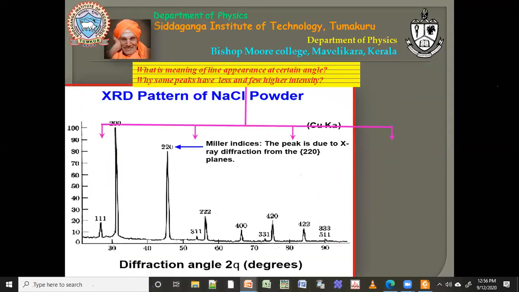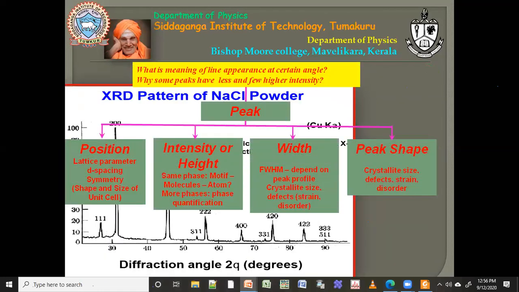So now you have got the X-ray diffractogram, and you have some peaks. Now what is the next step? You will have these questions: What is the meaning of a line appearing at a certain angle? Why do some peaks have less intensity and a few have high intensity?